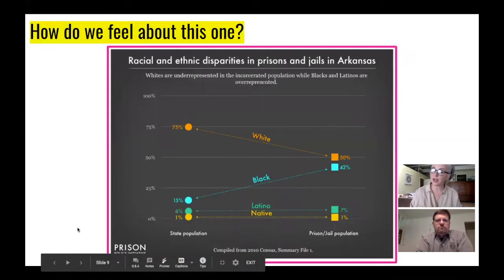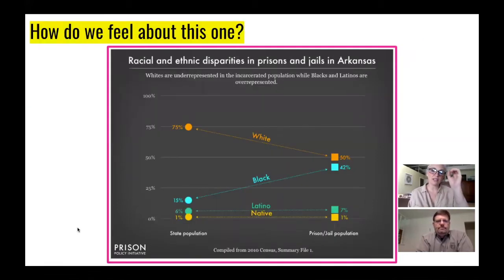Okay, so I present you with a different graph. On the left side of this graph, these dots with these percentages represent the population of the state. So 75% of Arkansas is white, 15% is Black, 6% is Latino, and 1% is Native American. On the right side, these blocks are the percentage in prisons and jails in Arkansas. So 50% of the prison population in Arkansas is white, 42% is Black, 7% Latino, and 1% Native American. Does that make sense, Mr. Bobby?